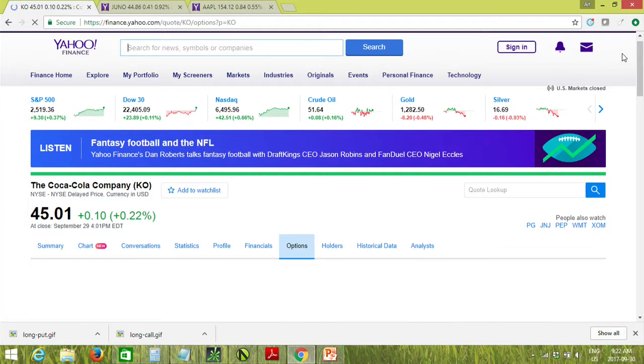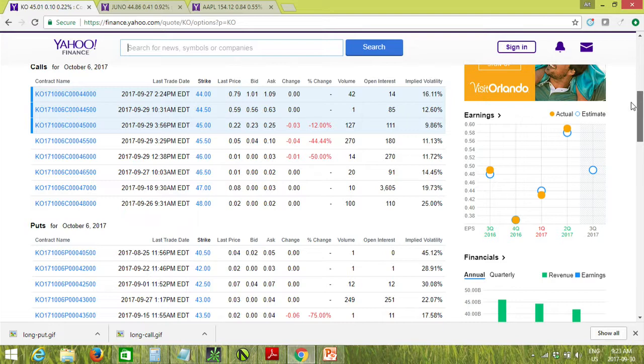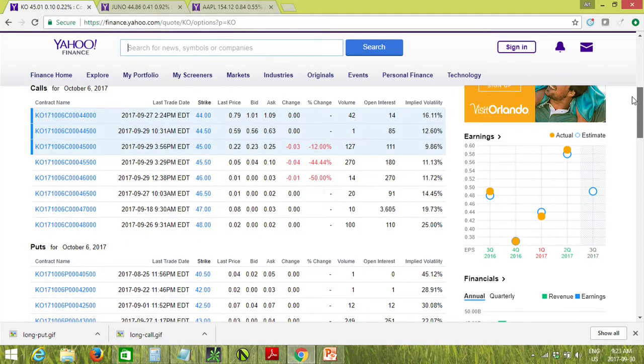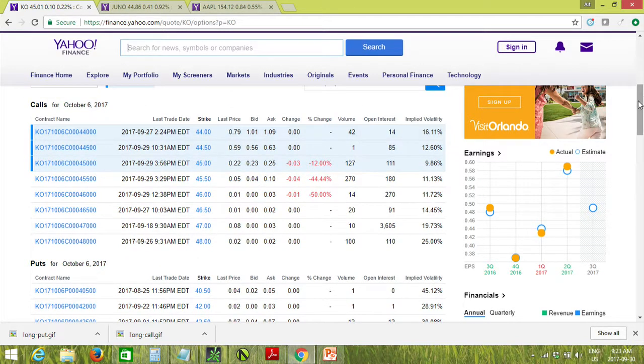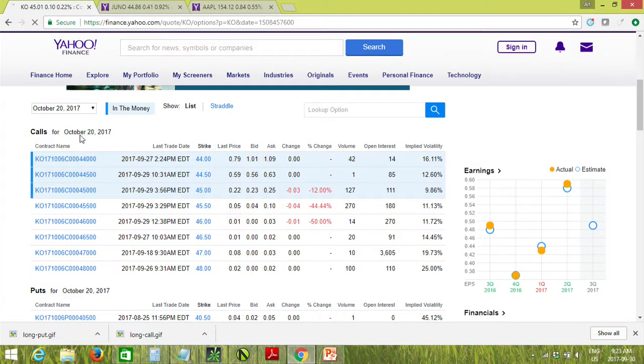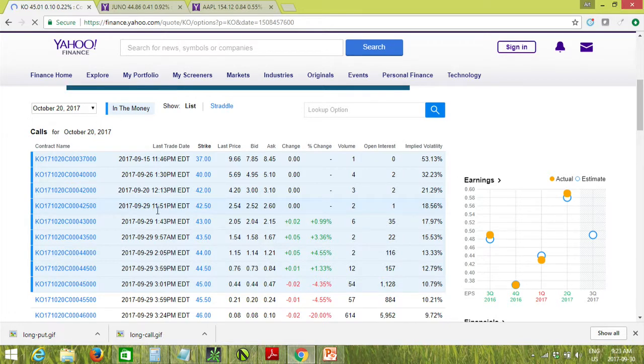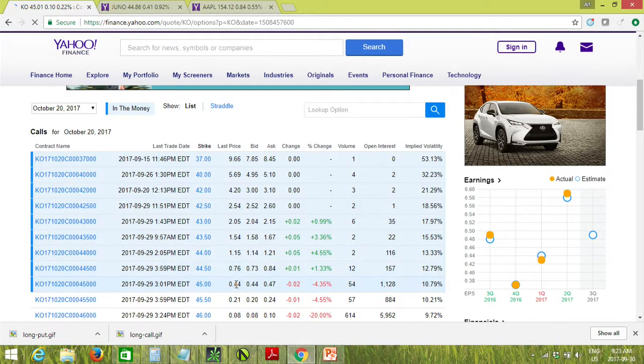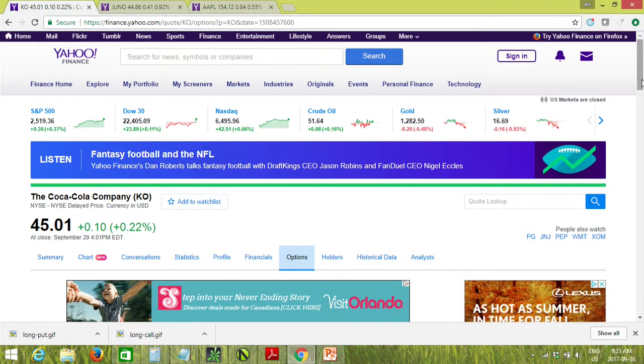Let's look at the 45 calls. Oh, wrong strike here. Let me look at October 20th, just so we're even here. Sorry about that. Okay, 45 calls for October 20th: 44 cents. That's a $2 difference. And the only reason for that, like I say, is Juno is far more volatile than Coke.